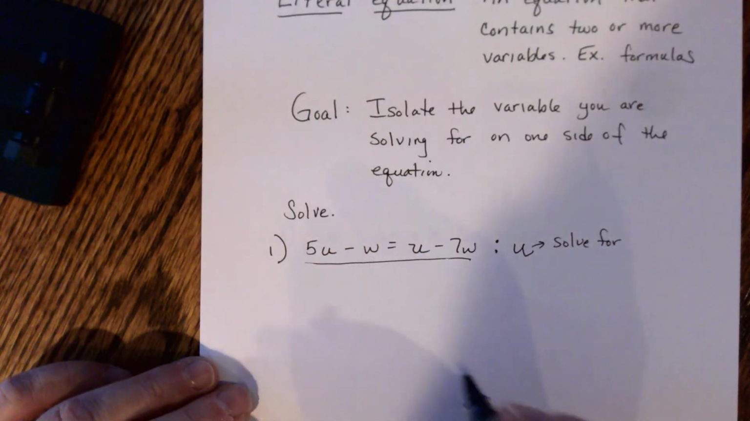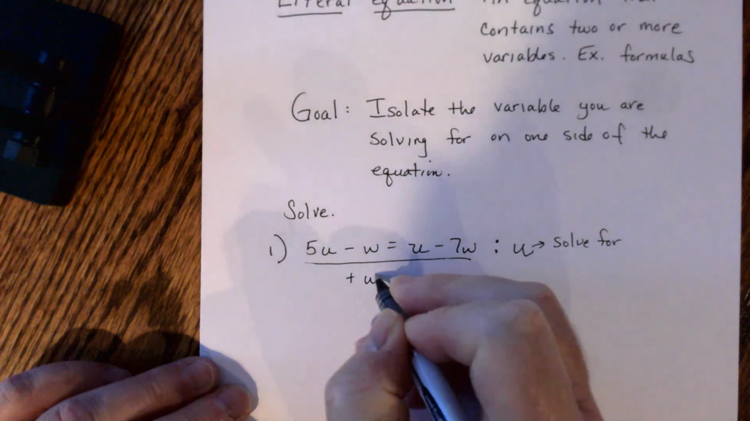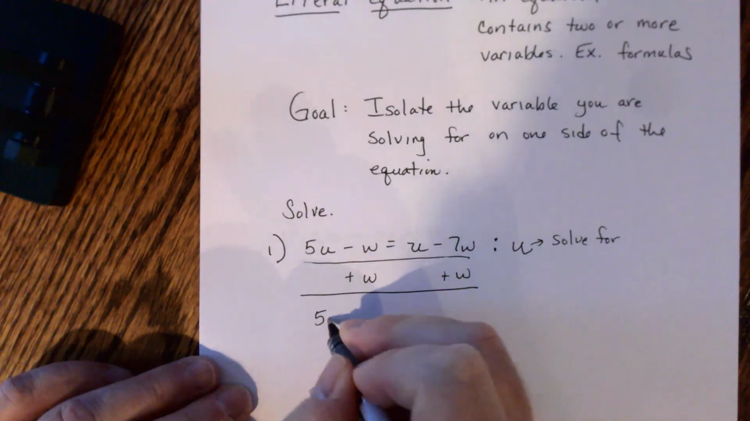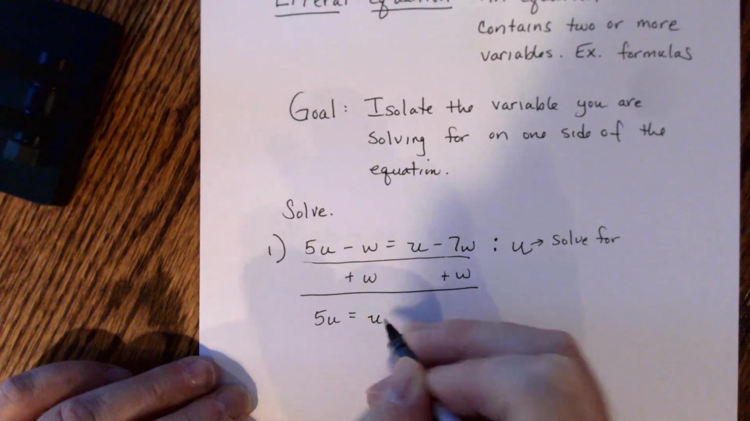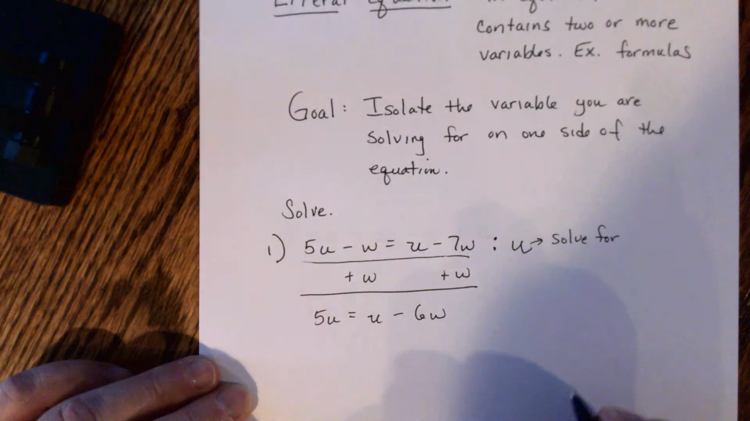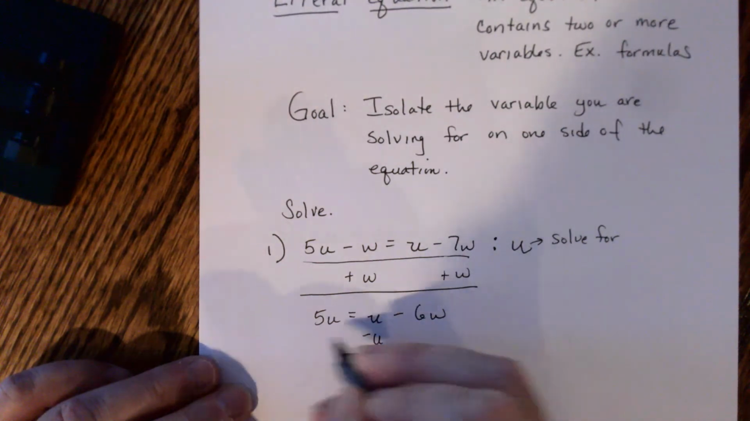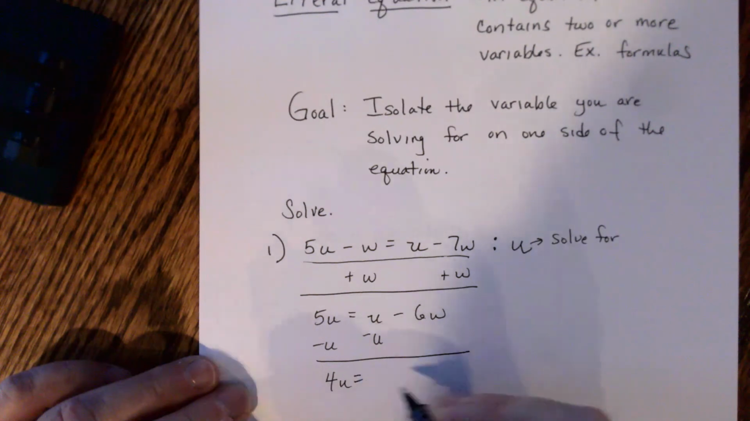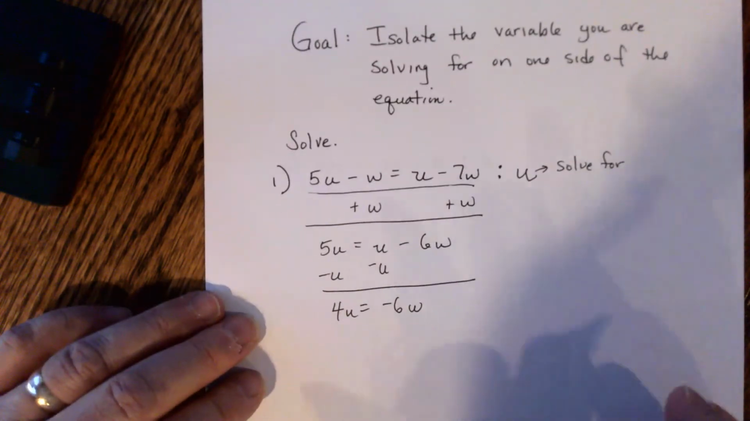There's a couple of ways I could do that. I'm going to start by adding w to both sides. I'm going to get 5u equals u minus 6w. And now I'm going to subtract u from both sides. And I end up with 4u equals negative 6w.